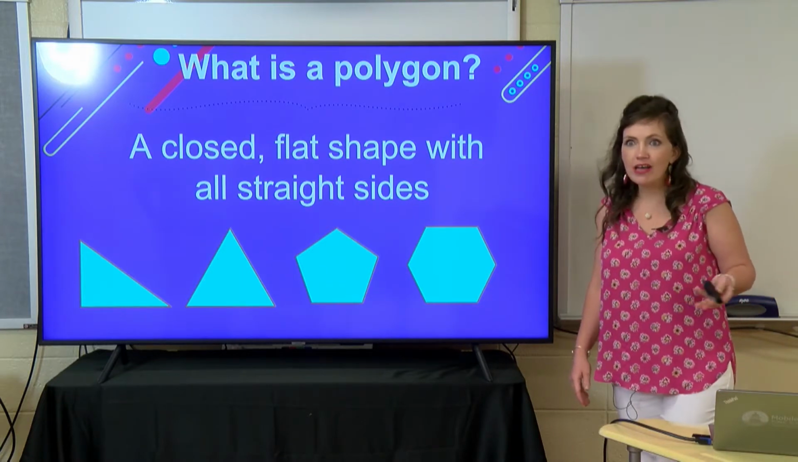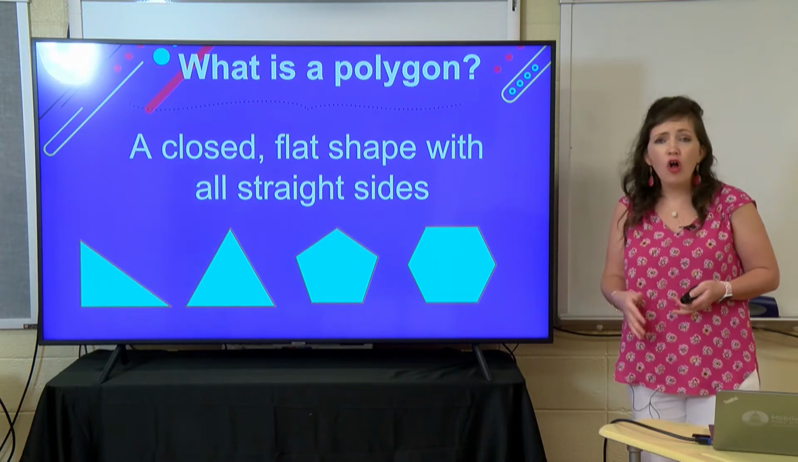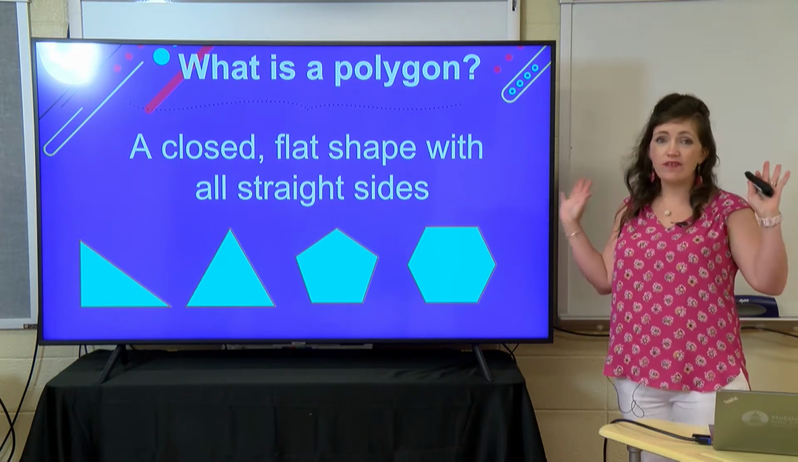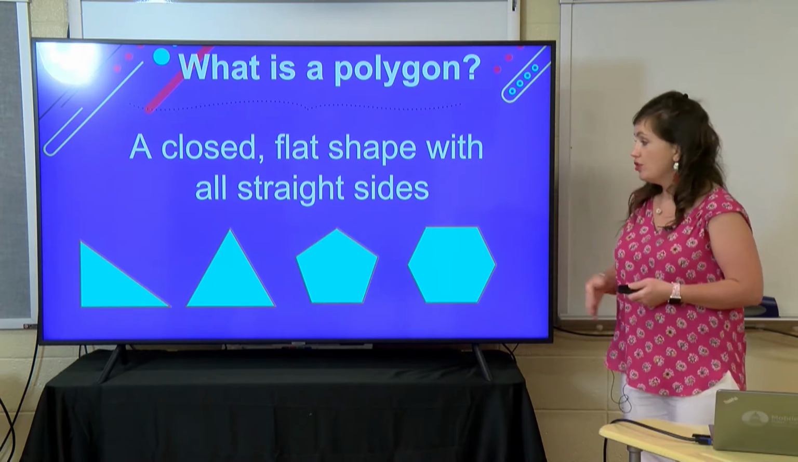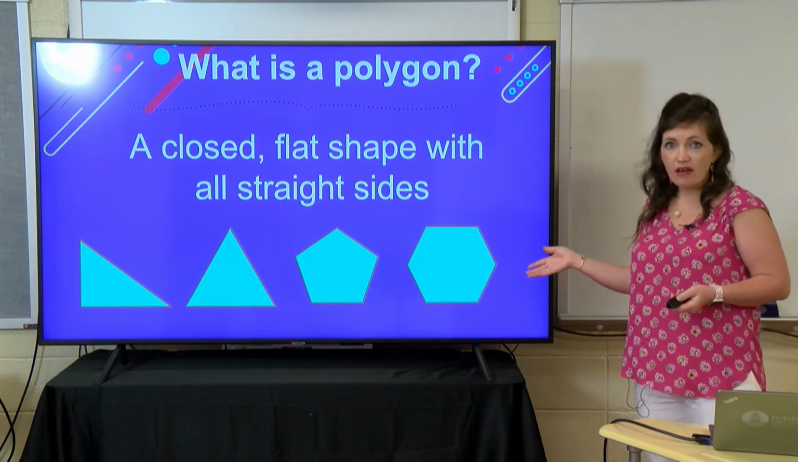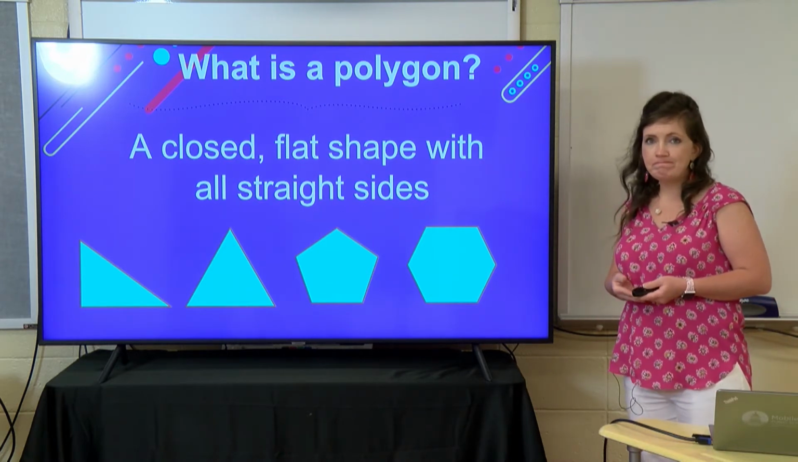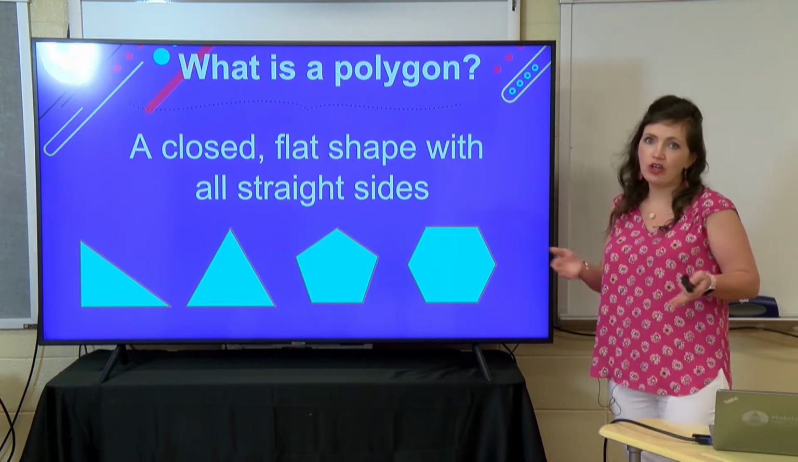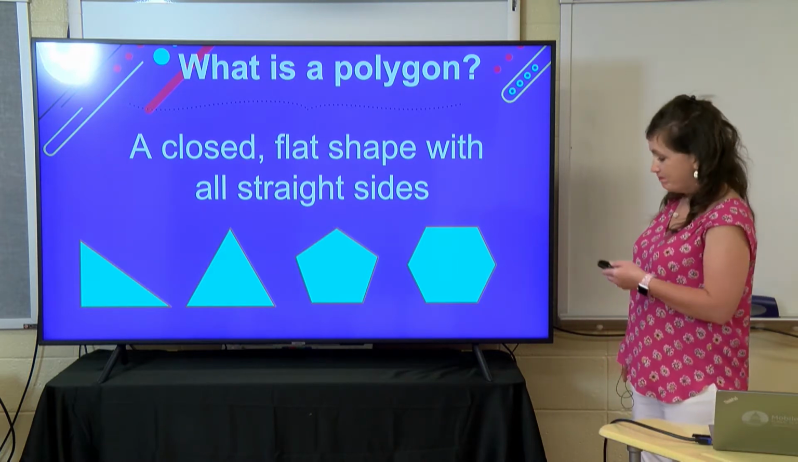All right, so let's review. Remember a polygon. What is a polygon? It is a closed, flat shape with all straight sides. And a polygon can be all sorts of figures as long as it's closed and it's made up of straight sides. So all of these could be examples of polygons. But could a circle be an example of a polygon? Nope, that's right. It has to be made up of straight sides, and we know a circle or an oval, those are not straight lines.